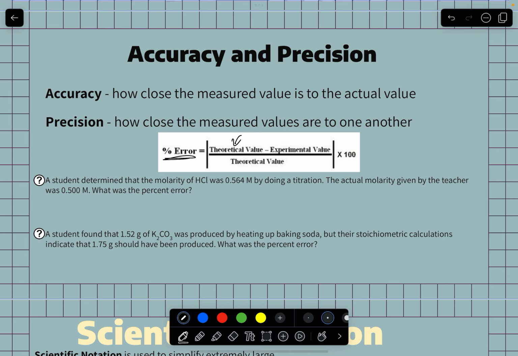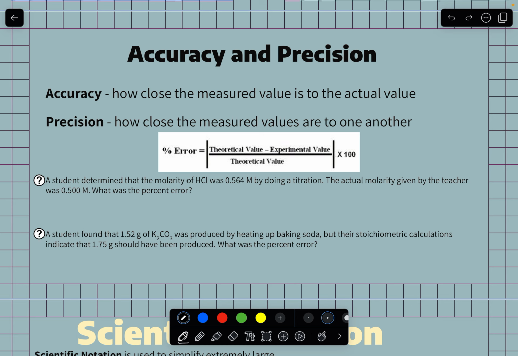Theoretical is what you get from stoichiometry. That's what I'm telling you you should have. That's what we get from the math. Experimental is what you get from your data, from your experiment. The closer you are to 0 percent error, the closer you are. 0% error means that you're right on target. You're exactly where you need to be.